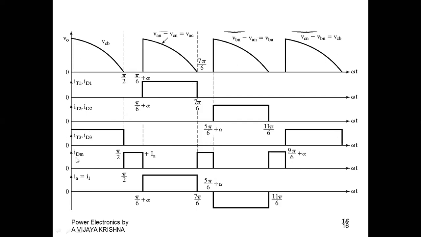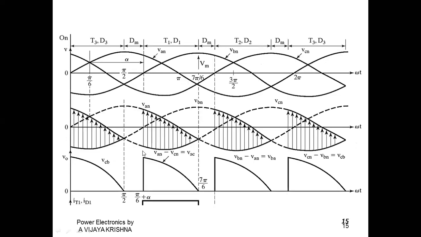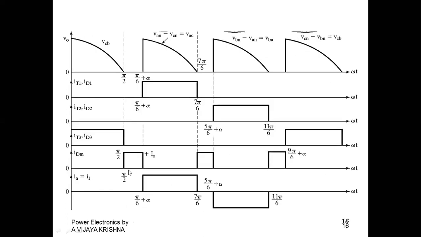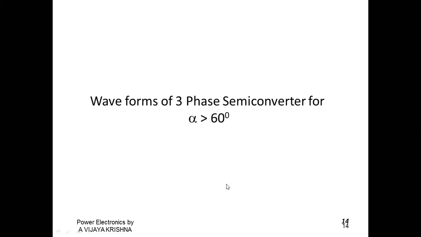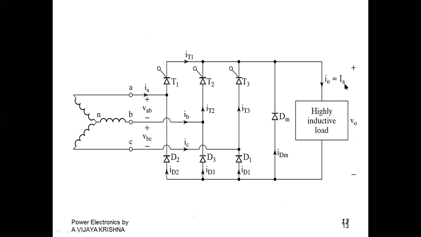Next, this is the freewheeling diode voltage. If you observe, this is the freewheeling path. So that's why the freewheeling current, and these are the currents for thyristors and diodes. And the next one is the load current. This is the load current. IA1 is equal to I1 within the circuit.